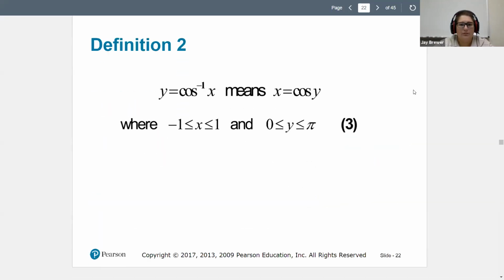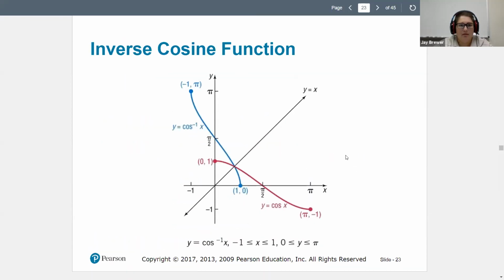All right, definition number 2, write it down. Y equals cosine inverse x means x equals cosine of y, where -1 to 1 for the x and 0 to pi for the y. All right. Definitely try and draw this and/or take a photo of it.